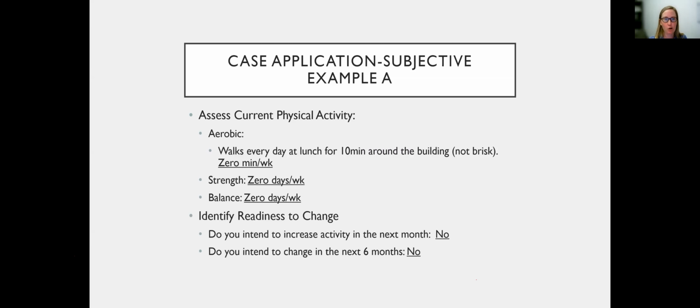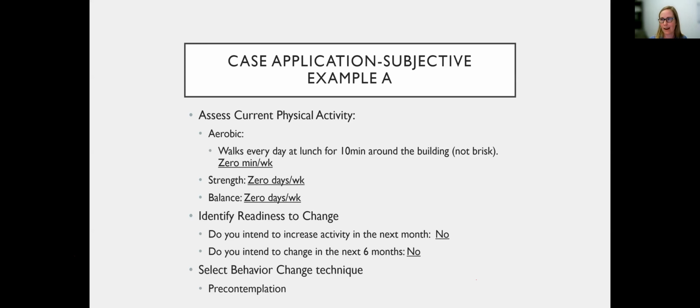What if he says no? He just got home from the hospital. He's like, why would I do anything new when I just had this hospitalization? And then you ask, well, what about in the next 6 months? We'll give you some time to recover. Would you change down the line? And he might say no. So this really puts us all the way down to the pre-contemplation level of change.